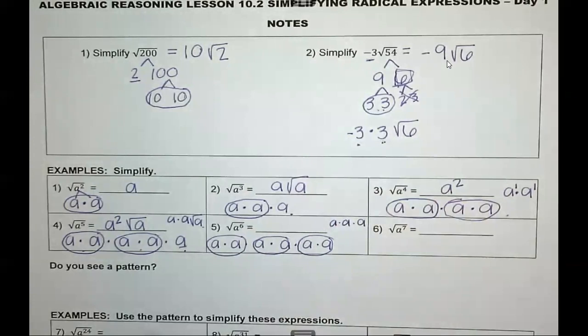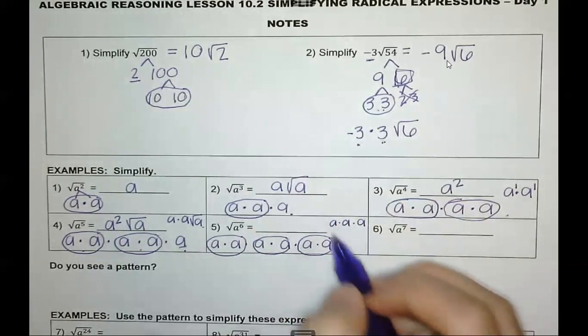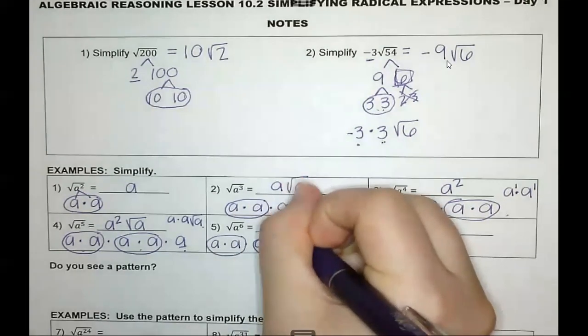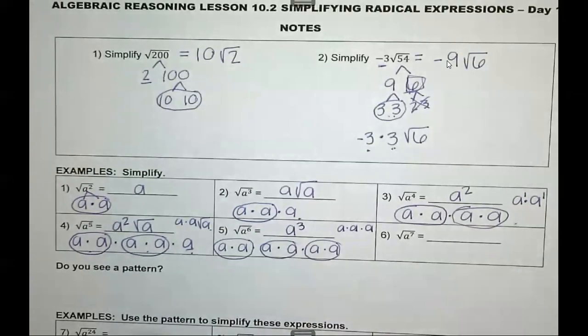Now remember, when we multiply variables, we add their exponents. All of these have an understood exponent of 1. 1 plus 1 plus 1 is 3. So I have a to the 3rd. So the square root of a to the 6th is a to the 3rd.